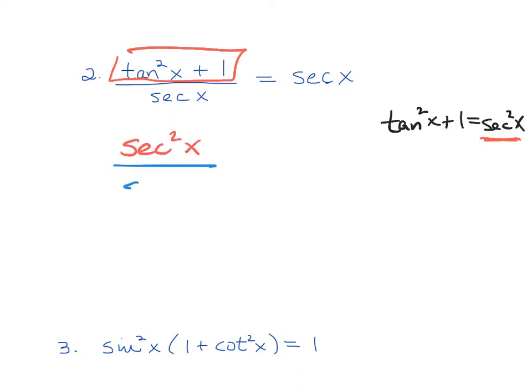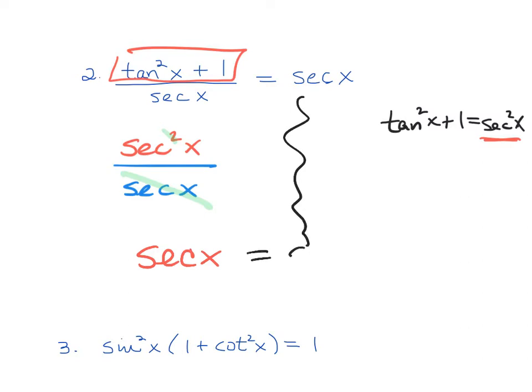I'm going to rewrite the denominator, and now I need to simplify that fraction. I could take one of the secants out of the top and get rid of the denominator. So this simplifies now to secant x. What I was trying to make it equal was secant x, so I just verified this identity.